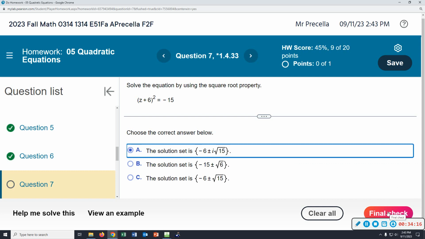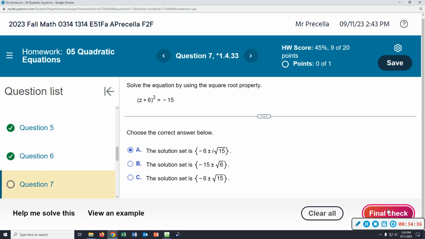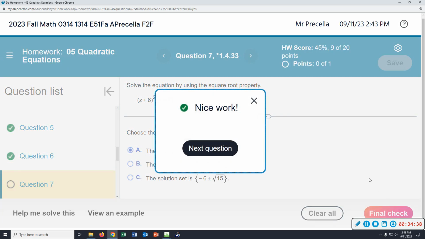And the student wrote me and said that it says you have infinite number of attempts, but it counted it wrong. Well, you can rework a similar problem. That's what it means by infinite number of attempts. Okay? So I'll say final check.